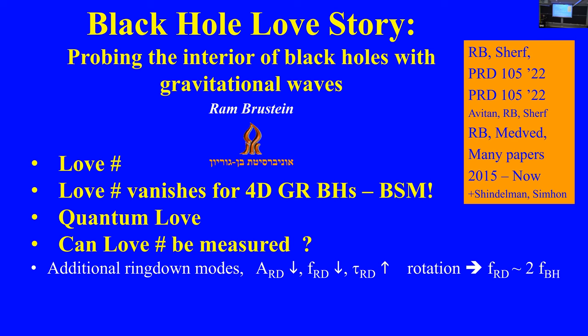Okay, and so then I will go on to explain why and how to calculate Love numbers in quantum mechanics and discuss whether they can be measured in gravitational wave experiments or not. And for those of you who are interested, the appearance of non-vanishing Love numbers is also related to the appearance of additional ringdown modes after a black hole merger. So there are ways of constraining both of them from the same idea. But I will not talk about it. So we go on.